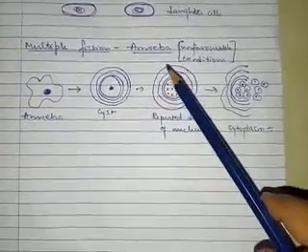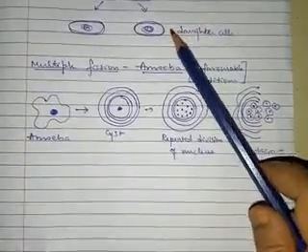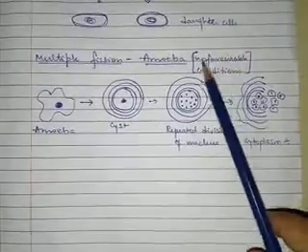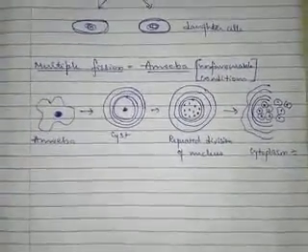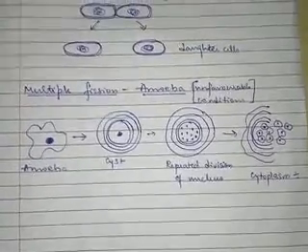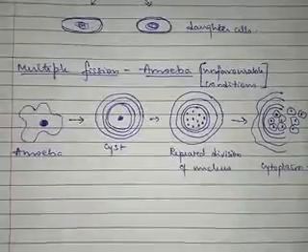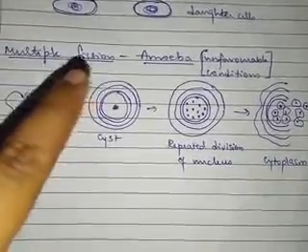Multiple fission takes place in amoeba. I told you binary fission takes place in amoeba; in the same way multiple fission also takes place in amoeba, and this occurs under unfavorable conditions. Binary fission happened under favorable conditions, when the conditions were good. Now the conditions are bad for the amoeba to grow, so under unfavorable conditions multiple fission takes place.